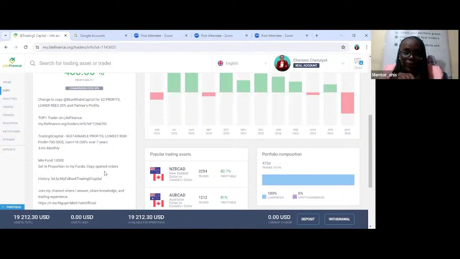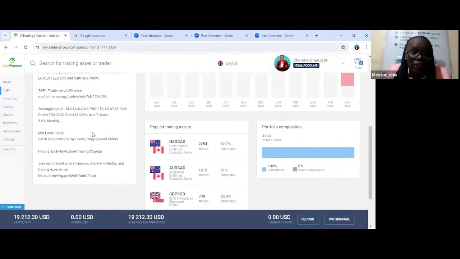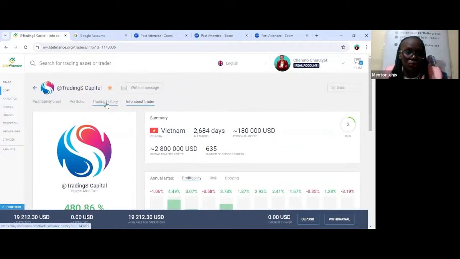When you launch copying for this person, probably you will come in at the time when he has already opened his trades. So he is advising you that you would tick on copy opened orders, and the running positions will automatically be replicated to your account. So when you want to copy someone, you check on these settings. I hope I am clear. I've gone through the most required basics for you to copy someone.